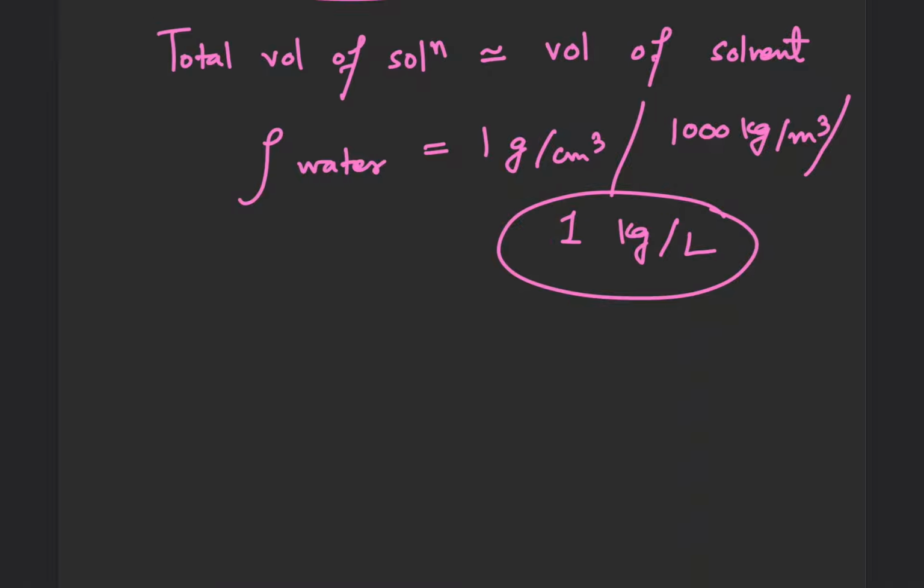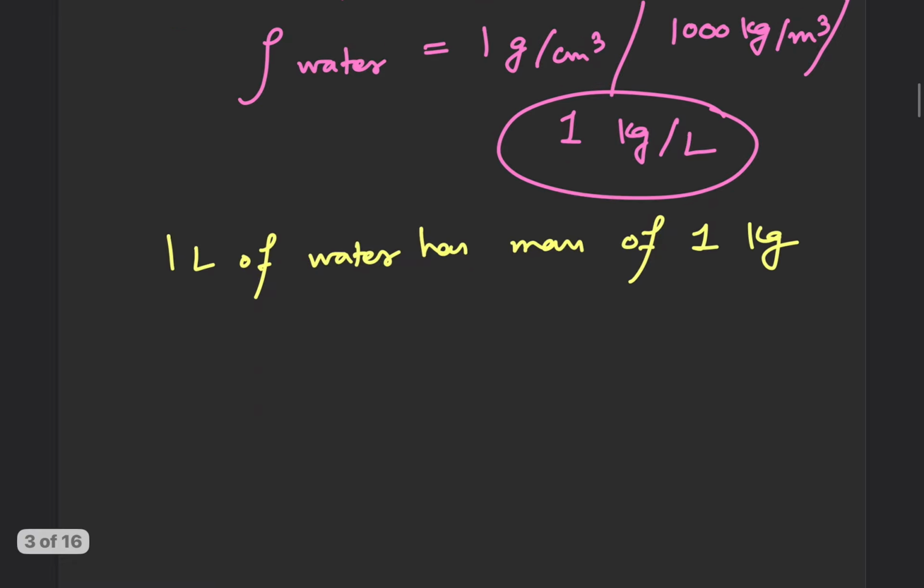Because the density is 1 kg per liter, I can write that 1 liter of water has a mass of 1 kg, right? So therefore, let's see what molarity and molality are.